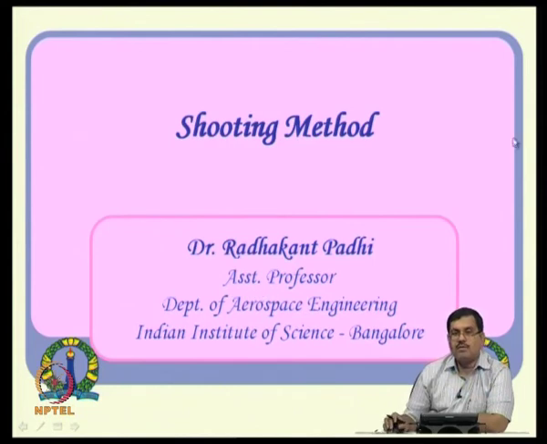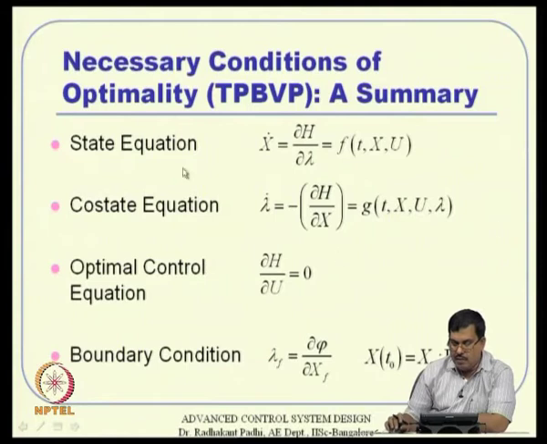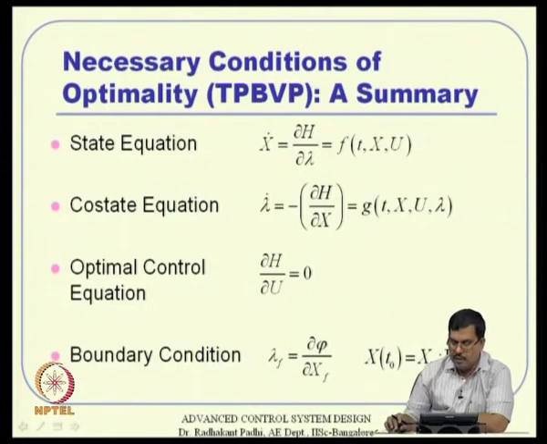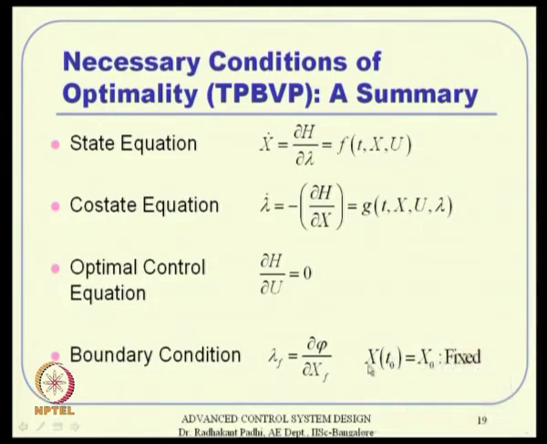Now, let us go to the shooting method, the next one. What we are doing here is again revisiting the same problem. Okay. But we want to have a different method here. The problem is exactly the same: state and co-state equations dynamic, optimal control stationary, and you have split boundary conditions, half at the initial time, half at the final time. So, let us see how you do that.